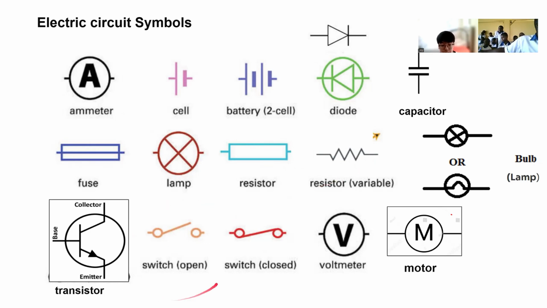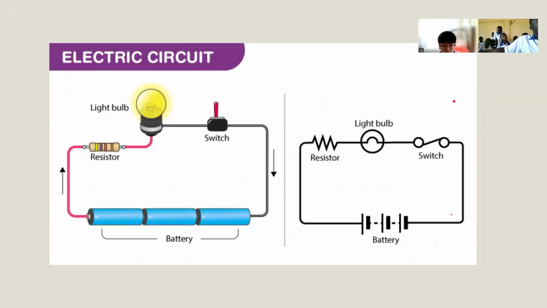And then things like the switches look like this, the switch that is open or closed. And we also have things like voltmeter and motor. It's V and M, like this. Okay, it's just a small introduction of symbols, but let's see here that the symbols are in action. So can you identify the symbols here?